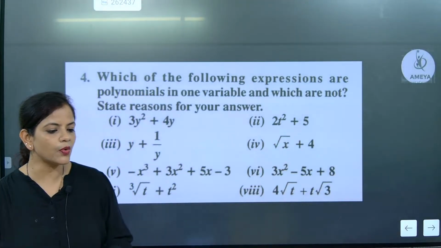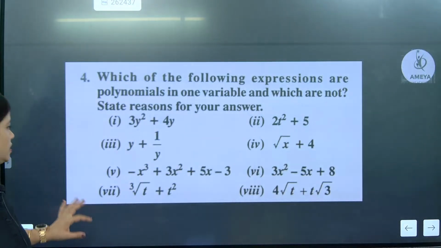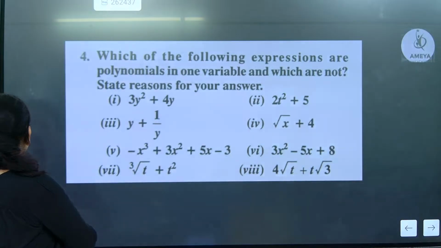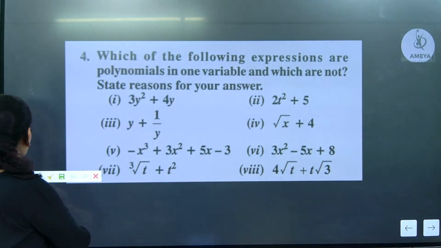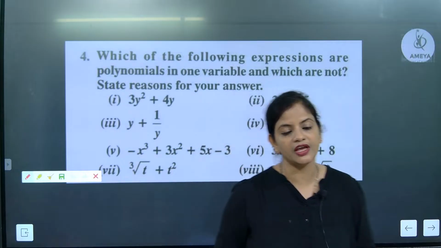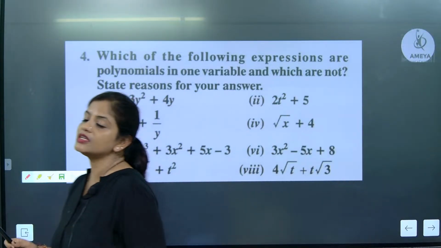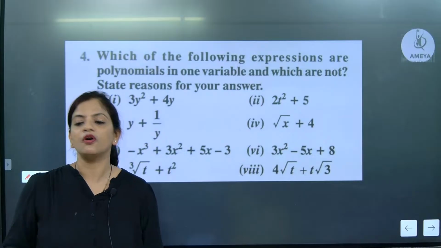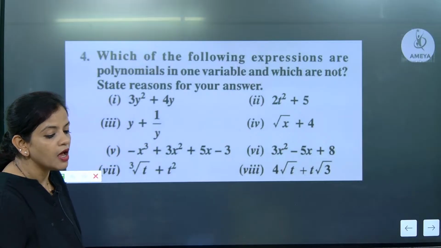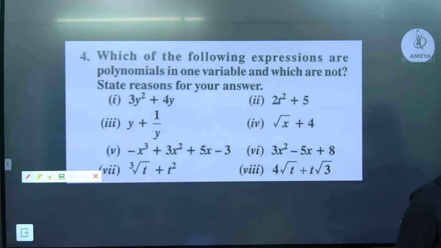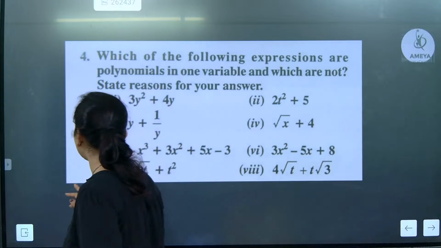But the most important question is, which one is a polynomial? Because I taught you a very important point: a polynomial must not have a negative degree and a polynomial must not have a degree in fraction. So these are the two important things we have to avoid, the two things a polynomial is searching for.